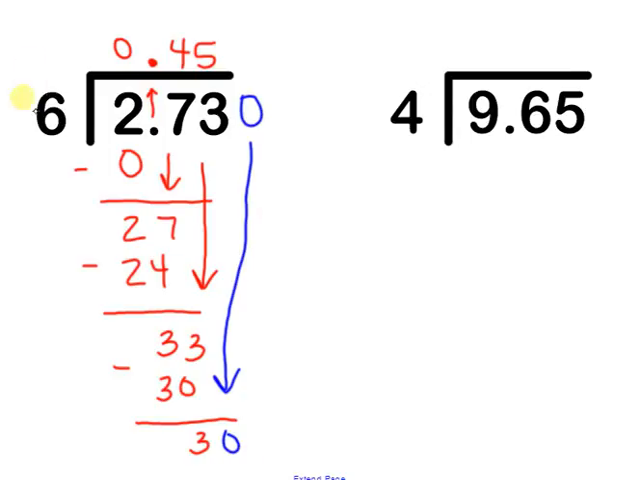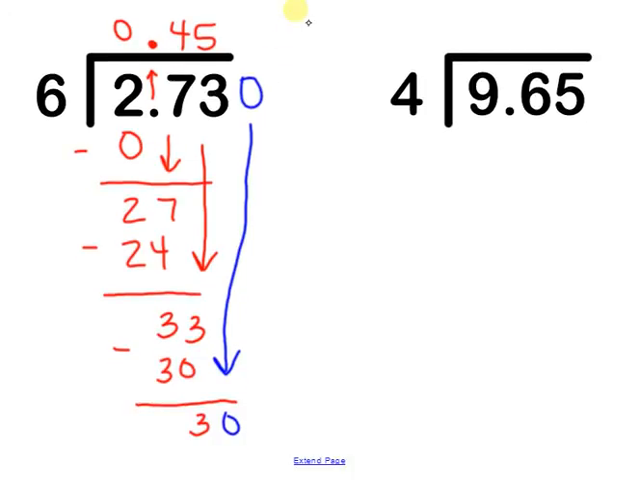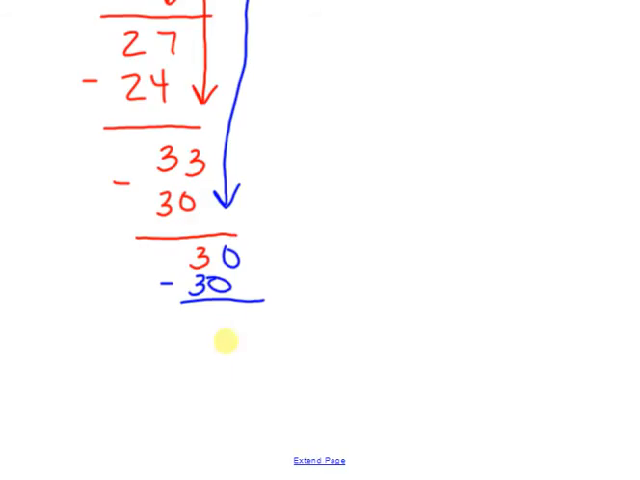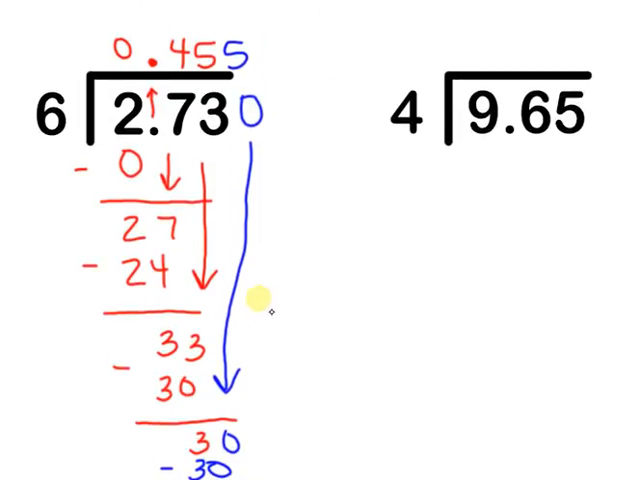Okay, so 6 goes into 30 5 times. 5 times 6 is 30. Subtract. 30 minus 30 is 0. And I have nothing left to bring down. So my answer here is 0.455.